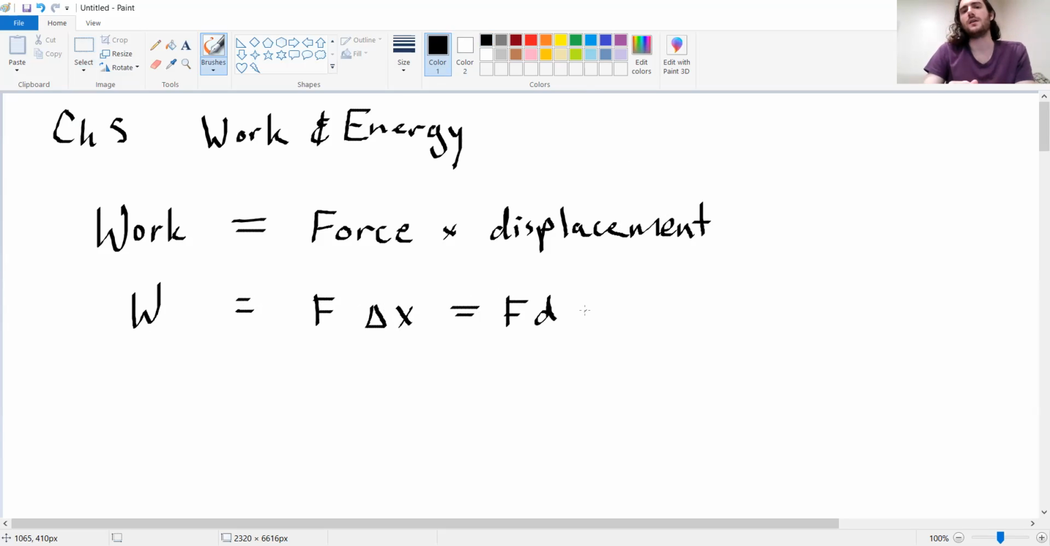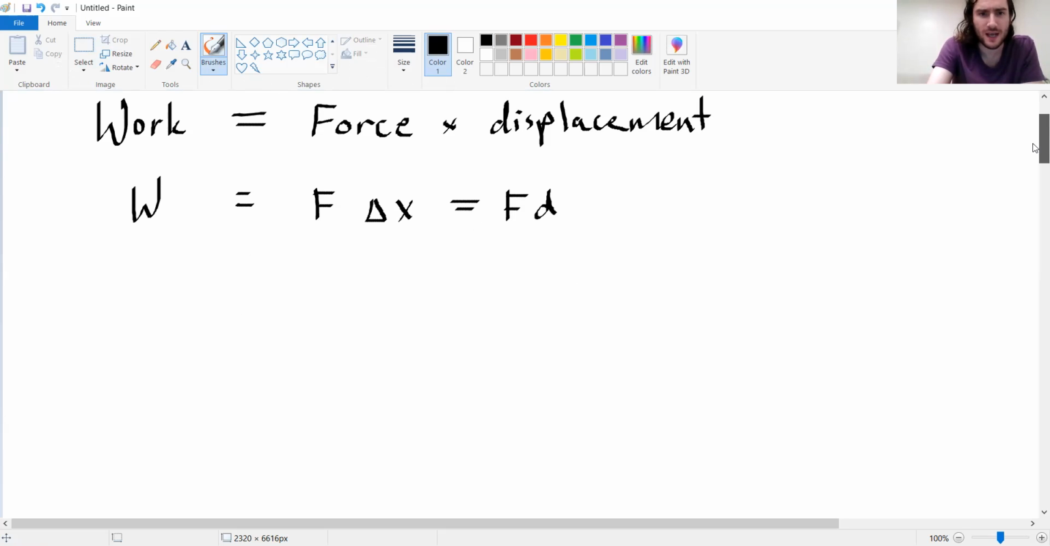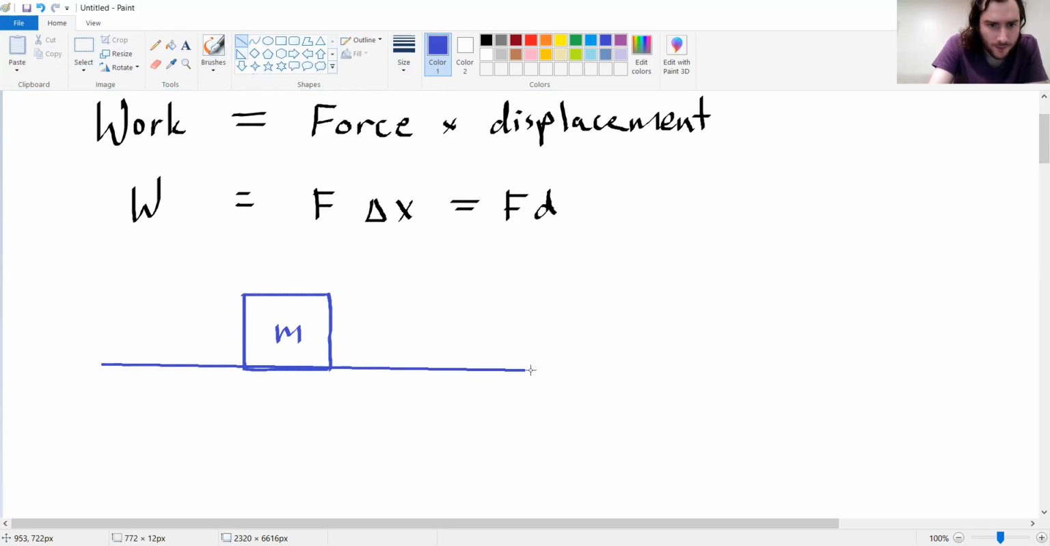Now, of course, force is a vector, right? And so is displacement. And so we can actually improve upon this definition of work by writing it down in terms of vectors. But let's first understand a quick little example here. Suppose that we have a block here, and it has a mass m, and this block is on a level table here.